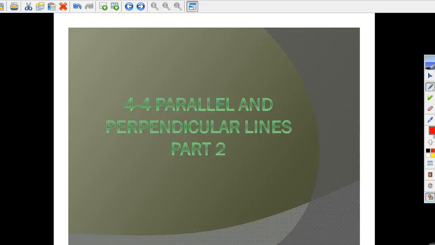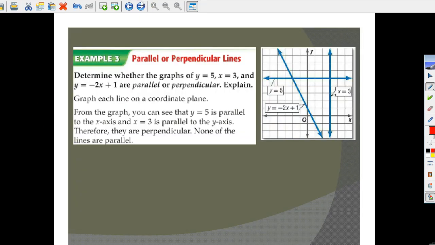This is part 2 of Chapter 4, Section 4, Parallel and Perpendicular Lines. Okay, so in the previous video we learned about parallel and perpendicular lines. We learned that parallel lines have the same slope and perpendicular lines have the opposite reciprocal. That means change the sign, upside down.